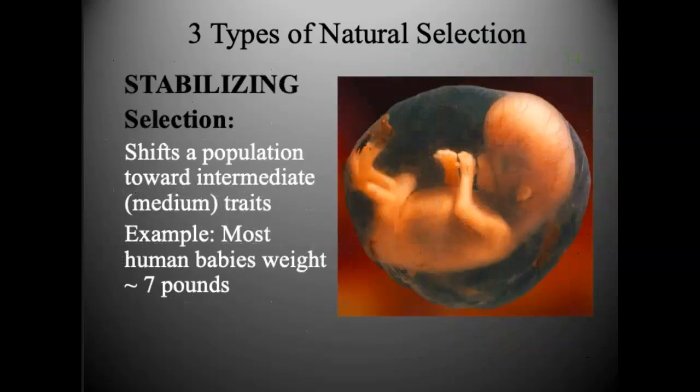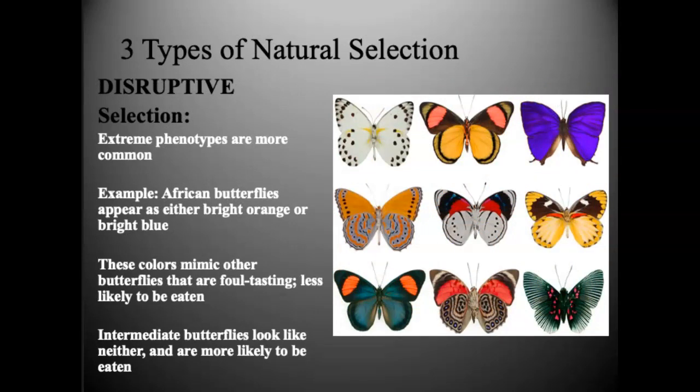I love the example of birth weight. Most human babies weigh in around 7 pounds. Too big, you're less likely to make it. Too small, you're less likely to make it. So the middle trait is selected for. In disruptive selection, either extreme form of a trait is chosen for.